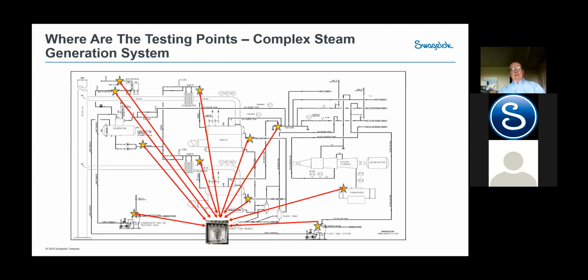Now, with systems where we have multiple boilers, of course, we have multiple sample points. So the systems can grow in size. It depends on the operation.